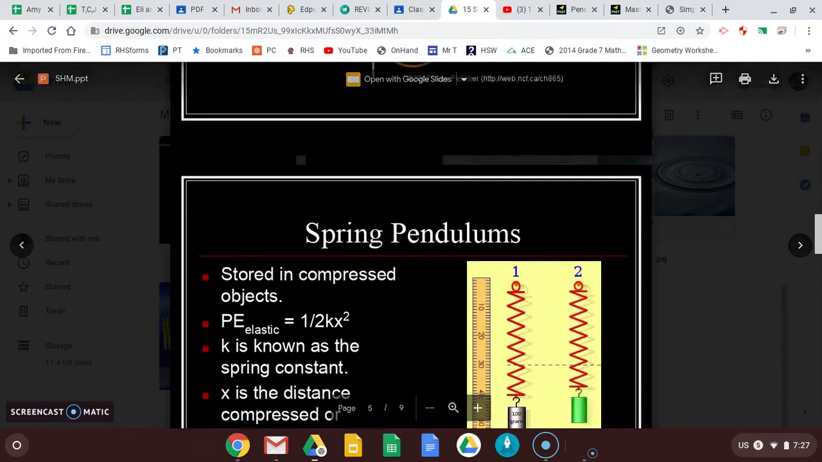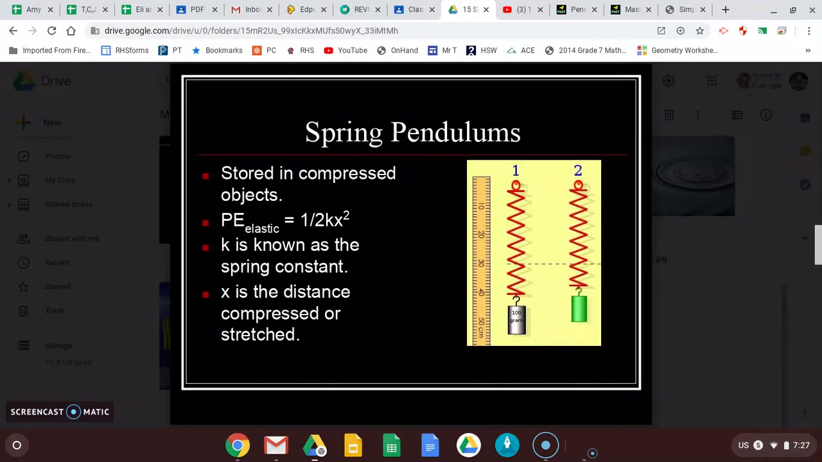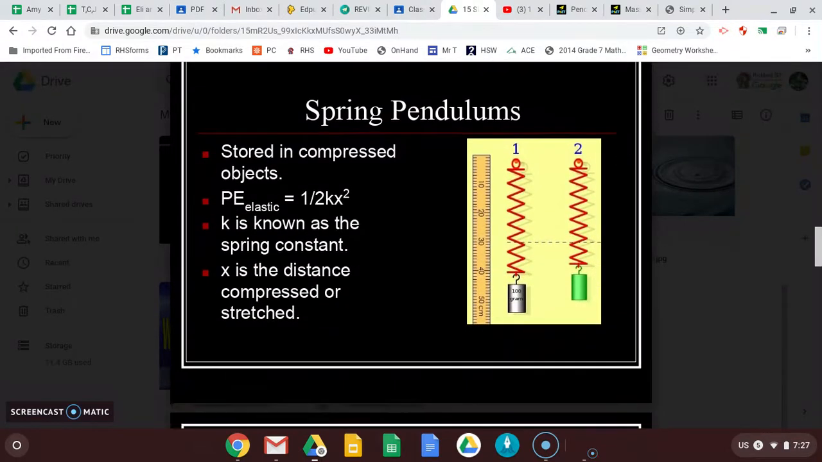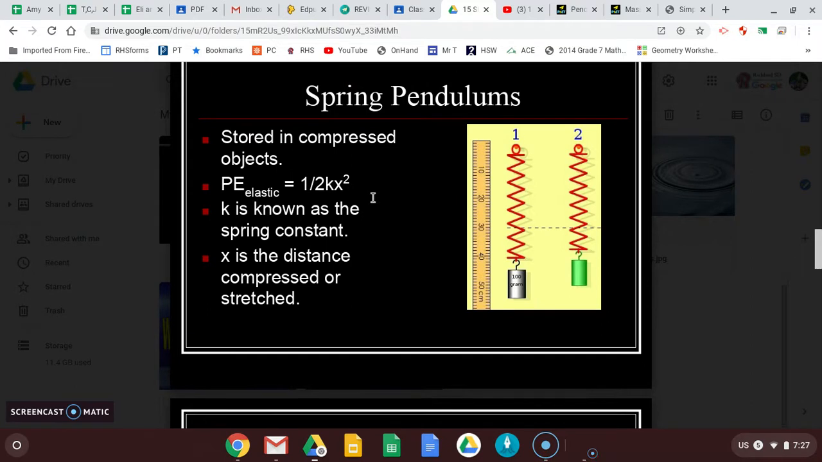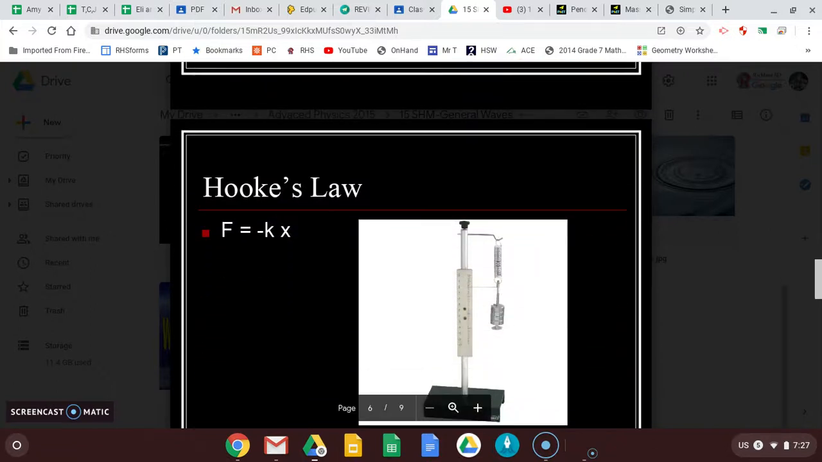Moving along, I'm not going to say much about the potential energy in spring pendulums, although it can be discussed. We learned in the past there's potential energy due to gravity by lifting objects up. Well, springs can store potential energy known as elastic potential energy. Other than that, don't worry too much about it.